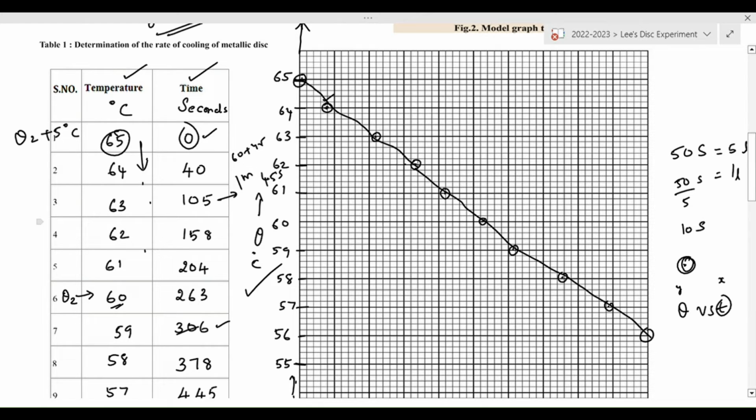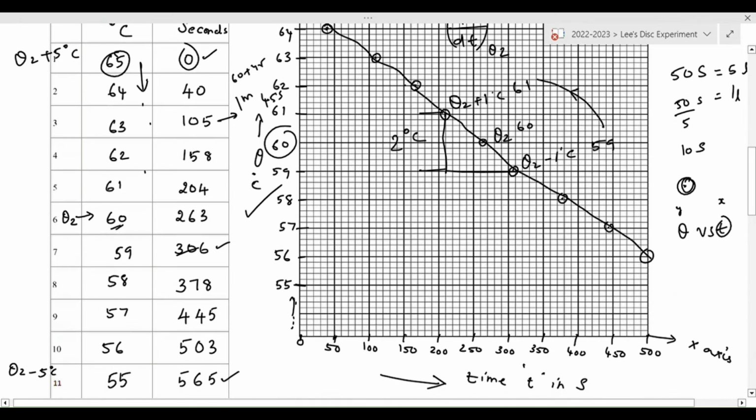Our point is d theta by dt in the formula, the difference in temperature, or rate of falling, with respect to time around theta 2. Where is your theta 2? This 60 degrees Celsius is our theta 2. Theta 2 plus 1 degree Celsius and theta 2 minus 1 degree Celsius are taken and we need to find the slope. So if it is 60, theta 2 plus 1 is 61, theta 2 minus 1 is 59. So the difference between these two is 2 degrees Celsius.